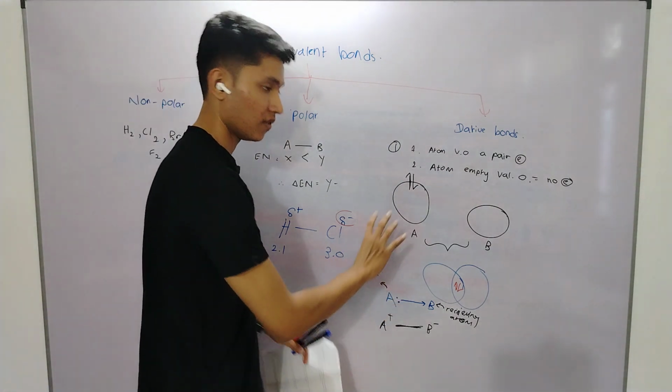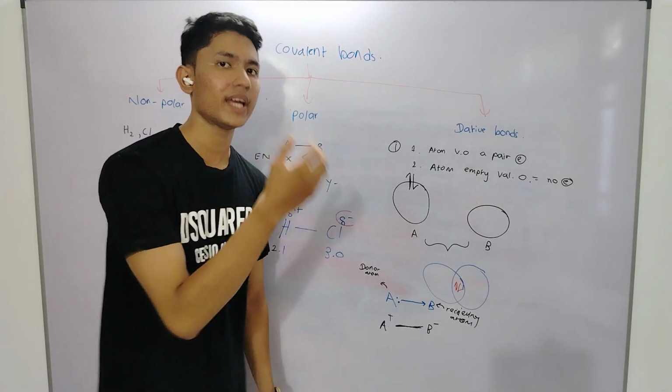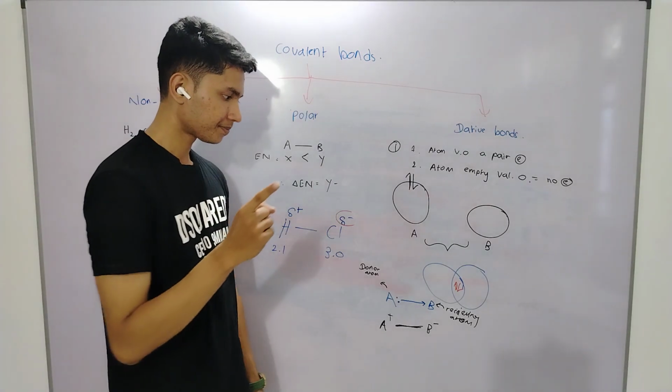Plus B minus. The one who is donating will have a positive charge and the one who is receiving will have a negative charge. Okay.